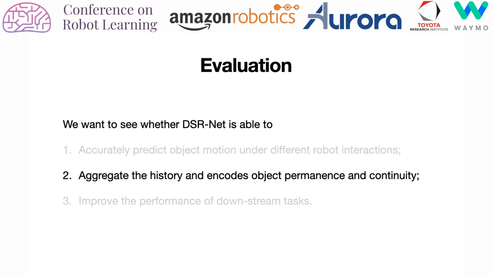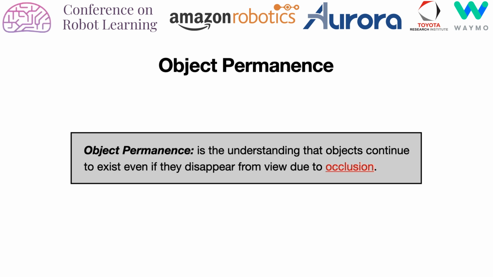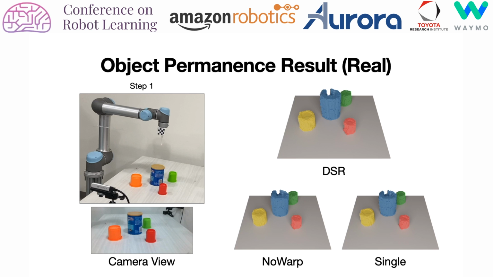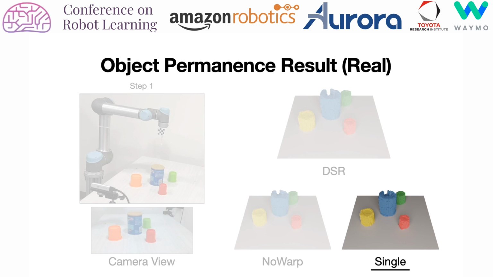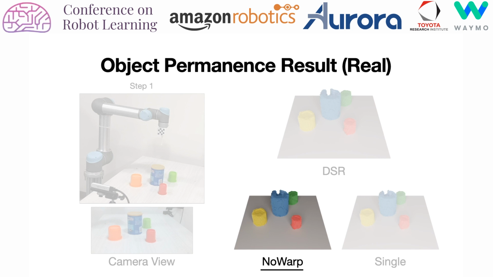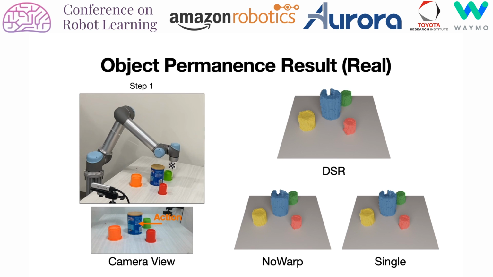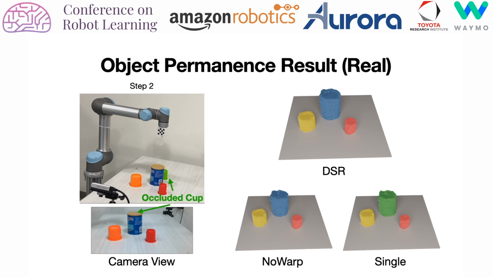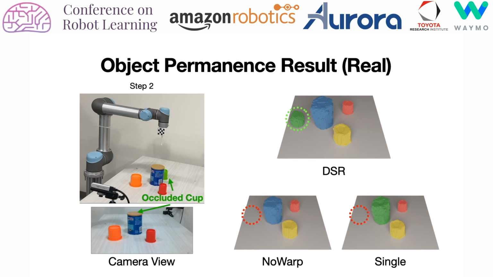Next, we want to check our model's ability to aggregate the history and encode object permanence and continuity. Object permanence is the understanding that objects continue to exist even if they disappear from view due to occlusion. In this experiment, we compare our model with the following alternatives: single step, which does not use any history, and no-op, which does not use motion to warp the representation before aggregation. Here, the green cup is pushed behind the can. Our model can predict the permanence of the green cup even if it cannot be observed.